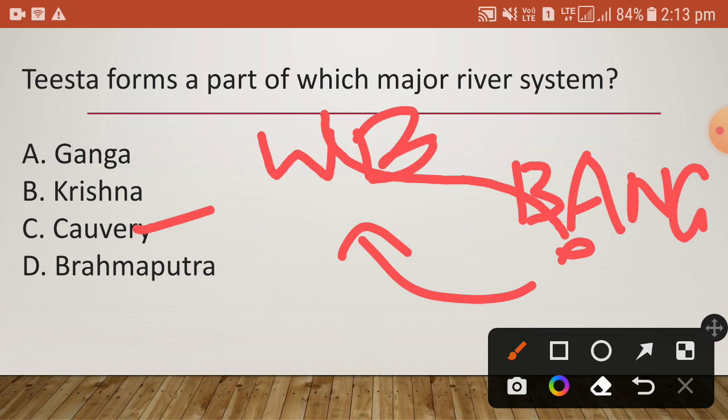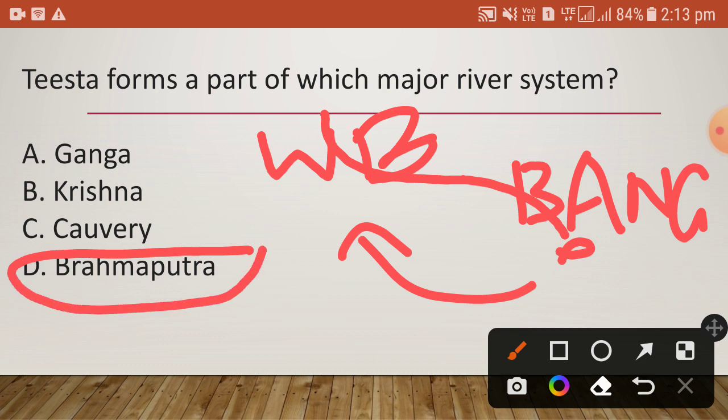So please remember, this is with respect to Brahmaputra. You can easily guess from the options, because Krishna and Kaveri are both peninsular rivers, whereas Ganga doesn't come near West Bengal. Brahmaputra is the only one which comes near West Bengal.